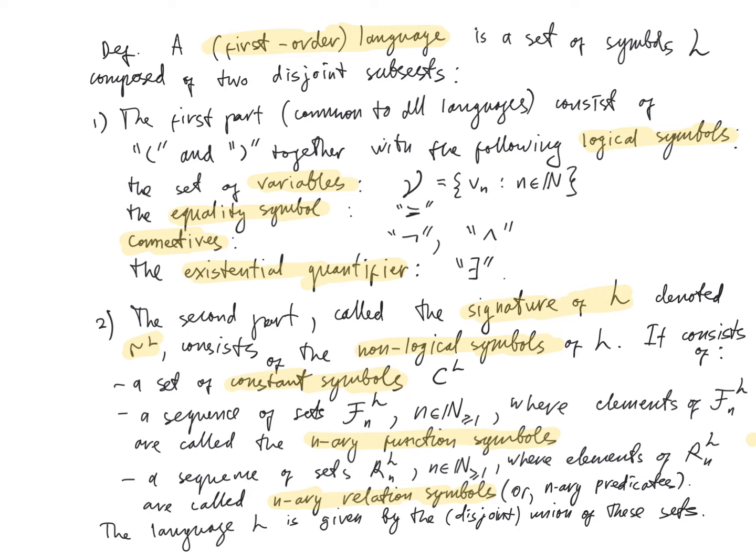Let us stress that while the names of the subsets of the language are rather indicative and suggest some possible interpretation, at this point we are not assigning any meaning to them at all. So we just have a set of elements and we subdivide them into several parts corresponding to all of the names listed here.